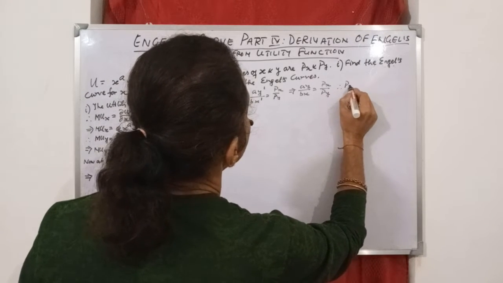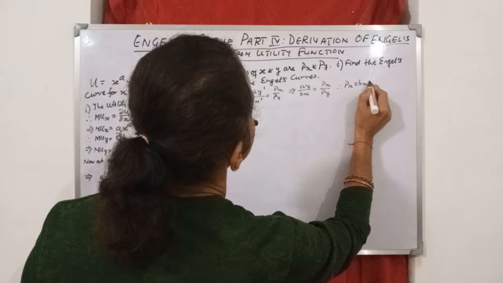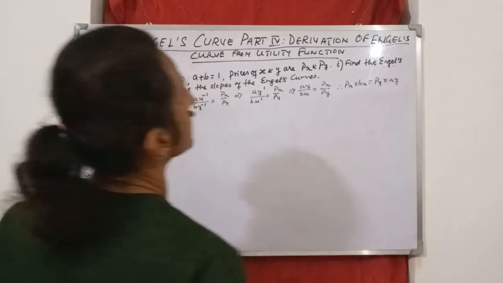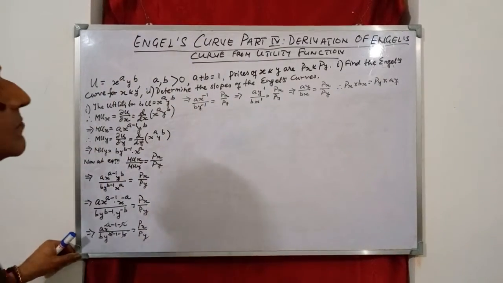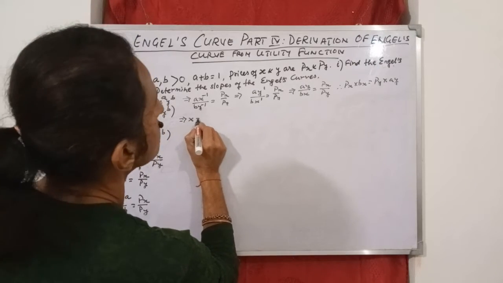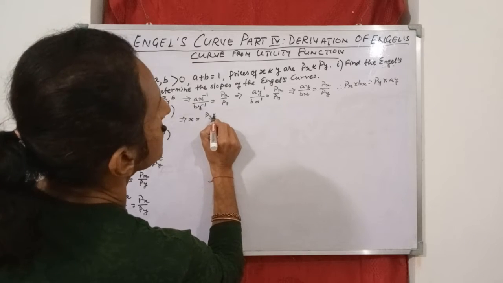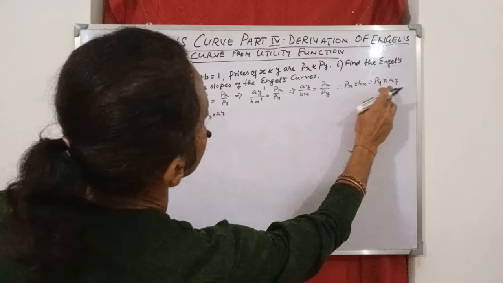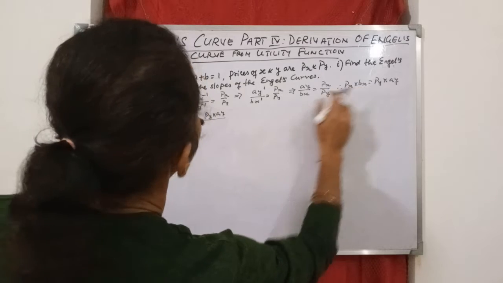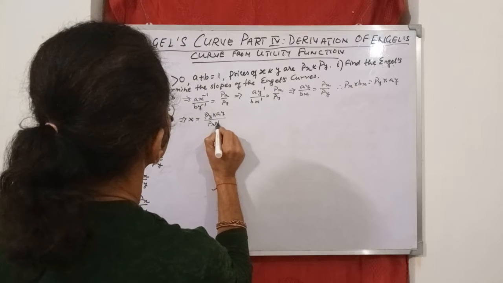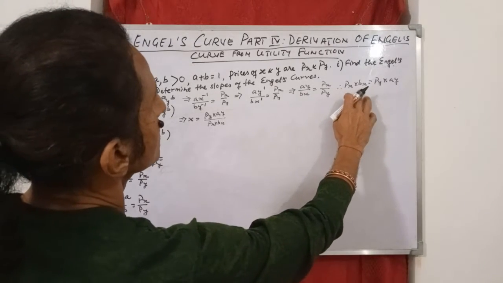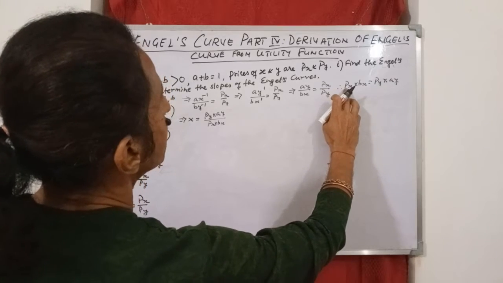Therefore, px into bx equals py into ay, right? This gives us x equals py into ay divided by px into bx, right? X equals py into ay divided by px into bx.